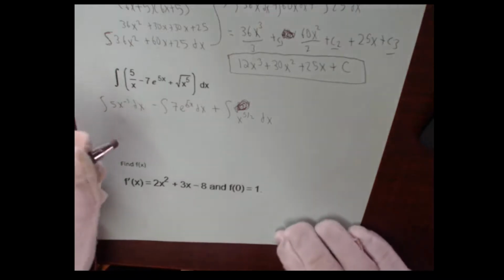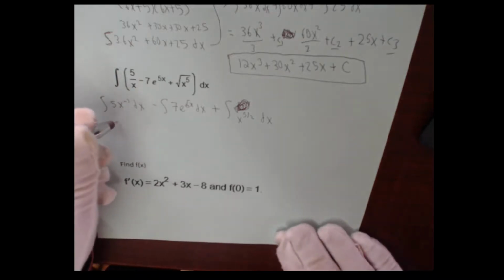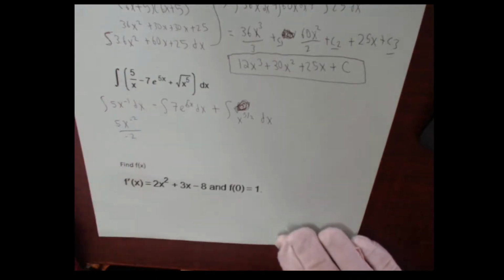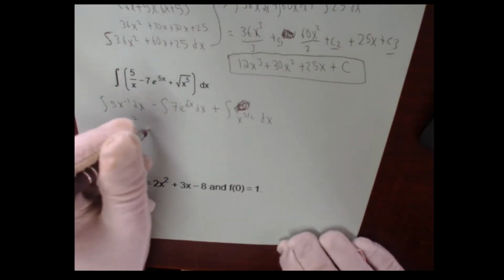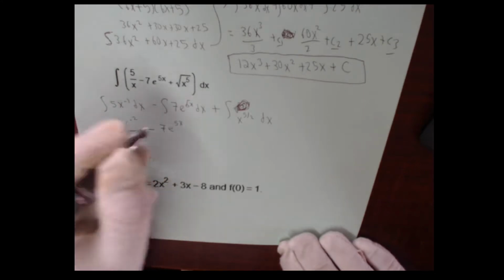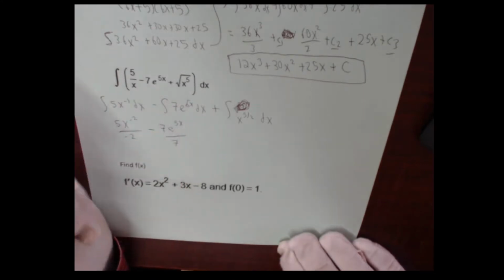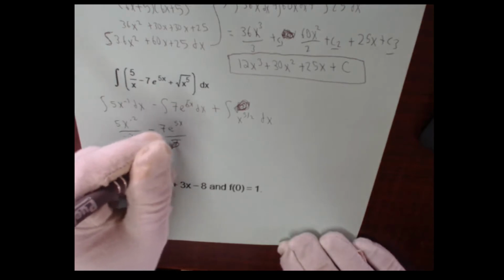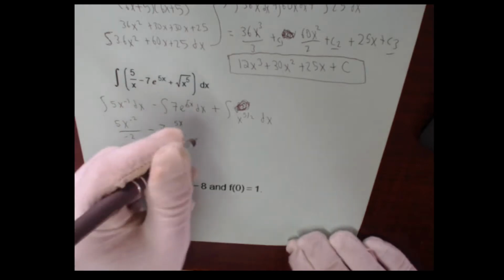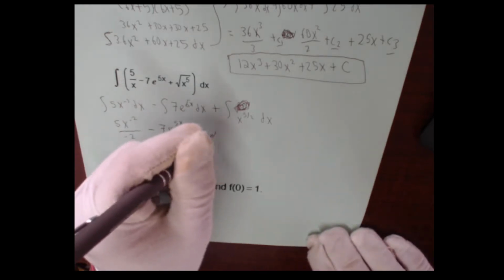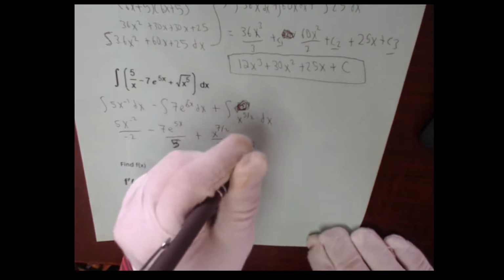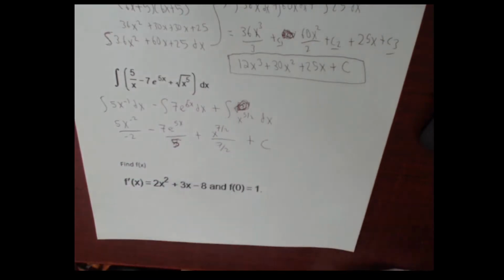Here we go. I'm going to do this one a little quick, but you can check my answer if you want. This will be 5x to the negative 2 over negative 2. Minus, we saw earlier that this will be 7e to the 5x divided by 7. I'm sorry, divided by 5. I made a mistake. Divided by 5. Because the 5 comes down due to the chain rule. And this will be plus x to the 7 over 2 divided by 7 over 2. And then we have one big plus c.